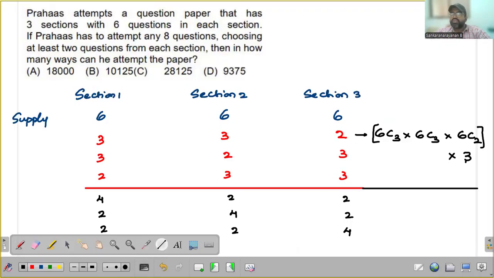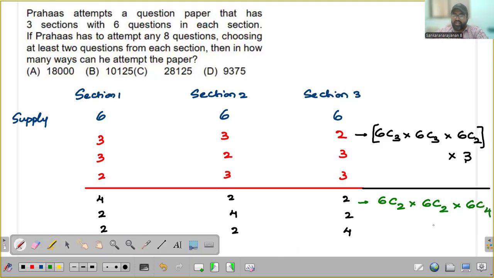If you observe closely, something similar happens in the second case I have presented, 4, 2, 2. You can again say it is 4, 2, 2, and again 4, 2, 2. So the supply is 6, you are selecting 2. Supply is 6, you are selecting 2. The supply is 6, you are selecting 4. So the number of ways will be 6C2 into 6C2 into 6C4.